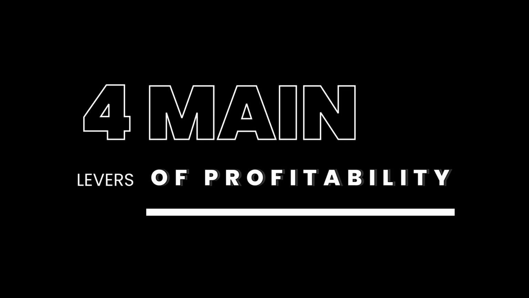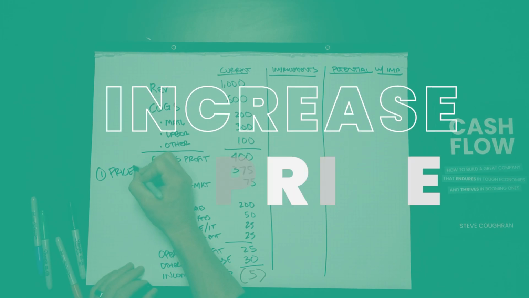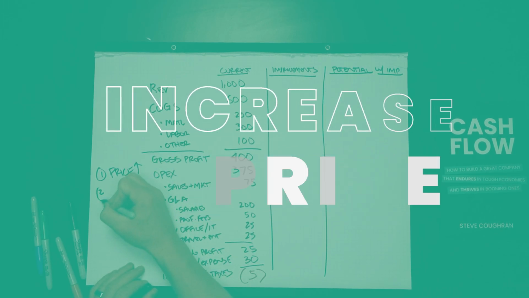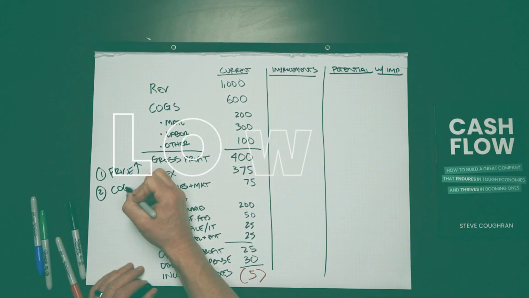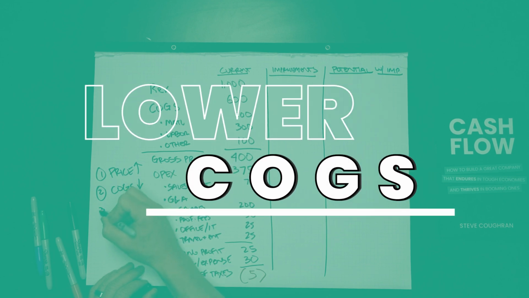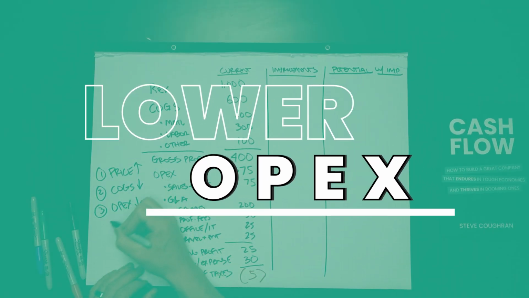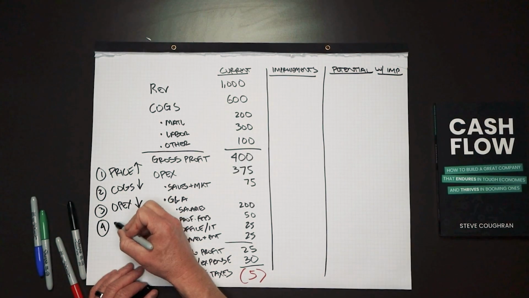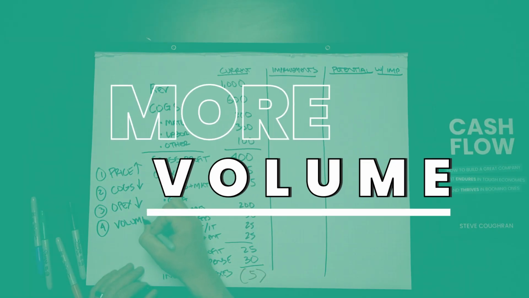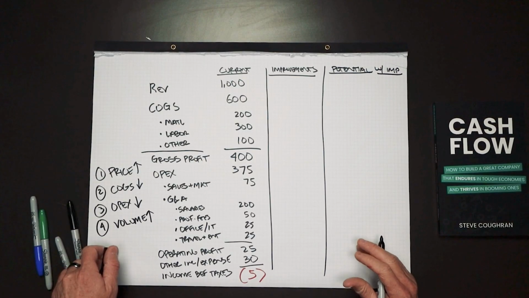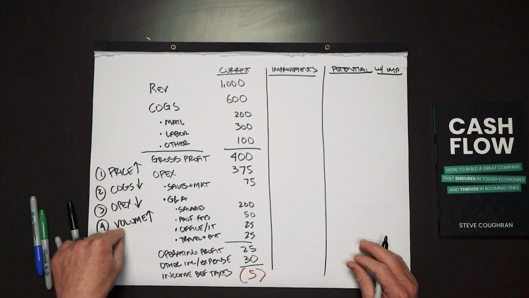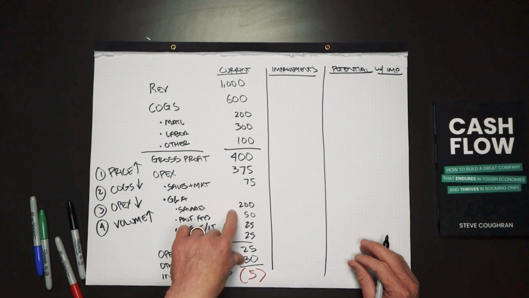Now, there are four main levers of profitability to impact profit. First is price. You can increase your price. Second, you can lower your COGS. Third, you can lower your OpEx. Or fourth, you can do more volume. Those are the four levers. That's it. Pretty easy to remember here. But this is what we're going to be exploring as we improve these numbers over here.